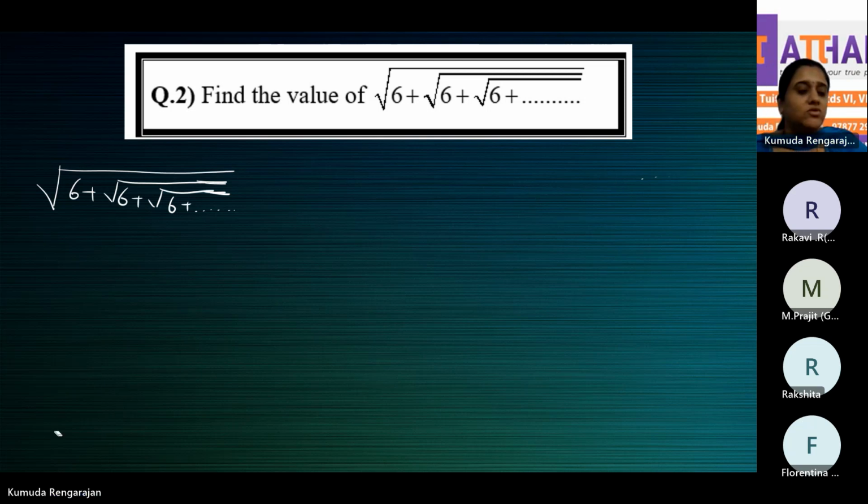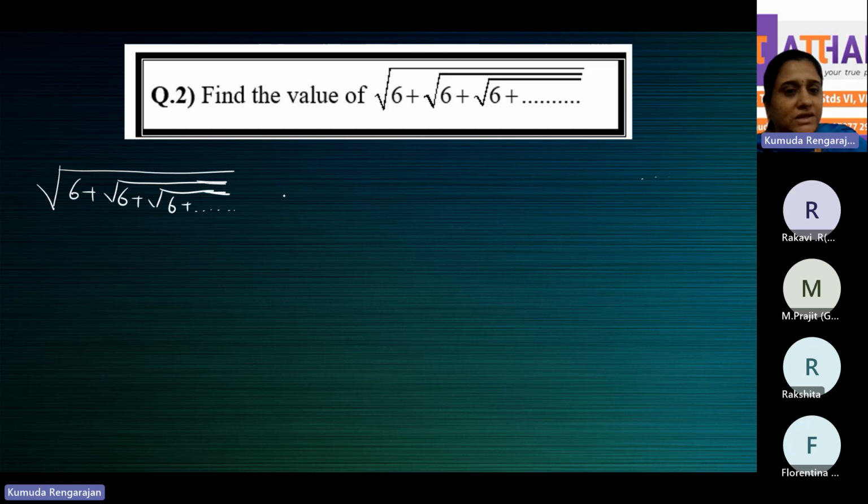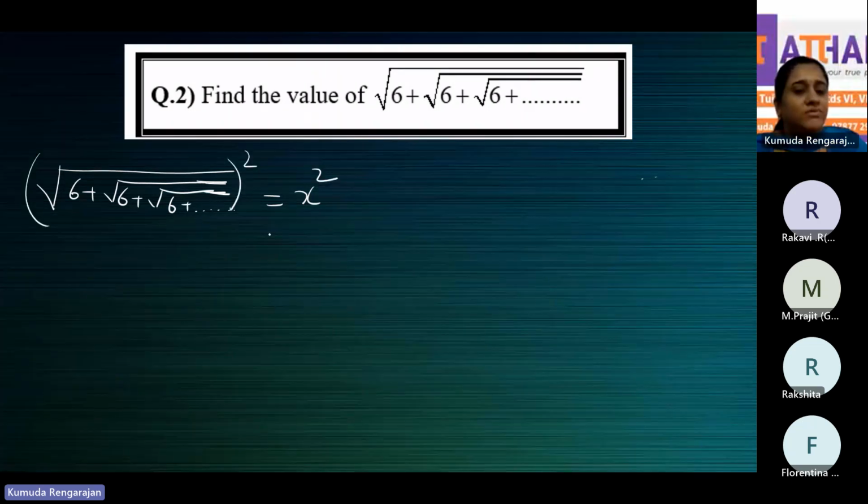Okay. So to start off, we'll say let this be equal to x. That's the first step. Next, we'll square it on both the sides. So what happens when you square? This square root will be eliminated. This one will go away, correct?